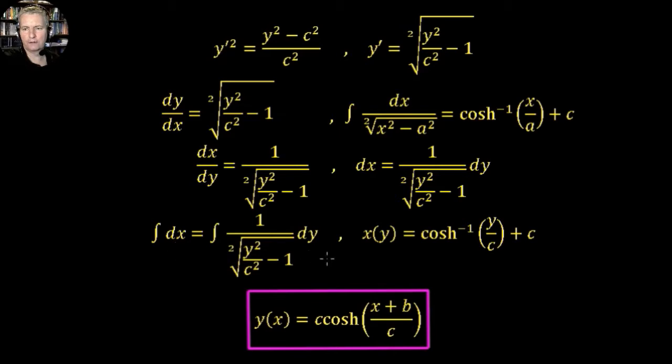So we'll have x equal to the inverse cosh of this term here, which is y upon c, and that's all plus c. So finally we can rewrite that as y of x equals c times the cosh of x plus b upon c, and that's what we saw when we looked at the equation of a catenary in the graphical calculator.